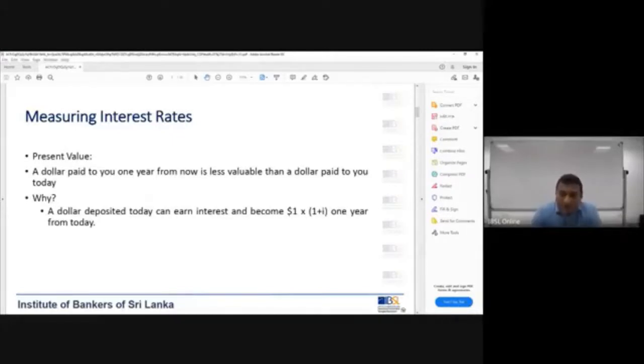So what it becomes is $1 times (1 plus i), where i is the interest rate. It could be 5%, so 1 plus 5%, which is 1.05. So at the end of 1 year from now, you will get $1 times 1.05. That's the way you compute these things. It's a very simple, straightforward calculation of interest return and the principal. So today's dollar, with interest earned, is worth more than $1 if the interest rates are positive.